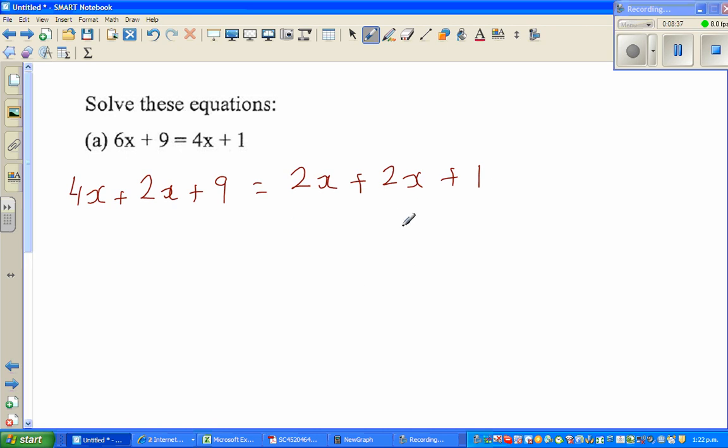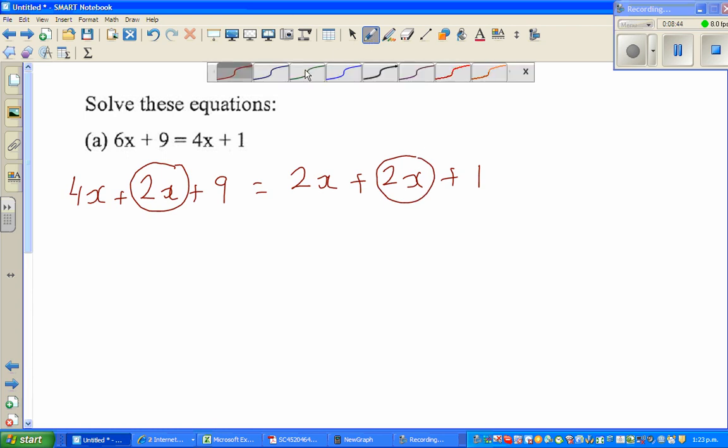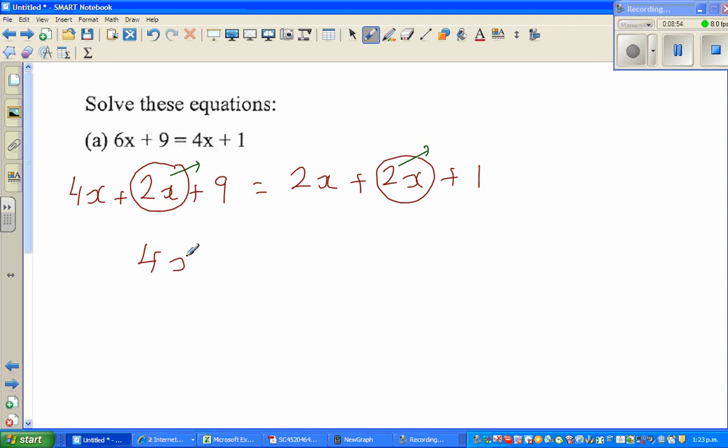So there are two sides of the equation. You've got 2x here, and you've got 2x here. So if you take this away, you can also take this. If you take away 2x from both sides, you have balanced the equation. It's like balancing the books, or even in chemistry, you'll learn how to balance reactions. So this is 4x plus 9 is equal to 2x plus 1.